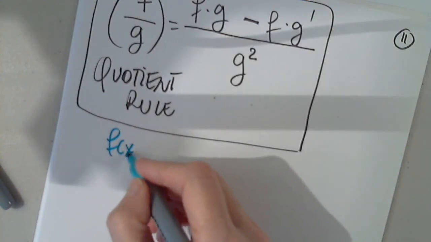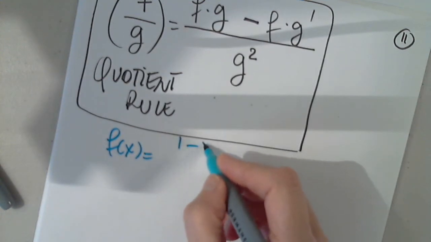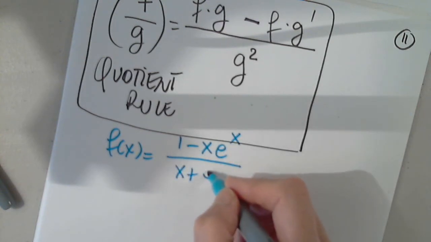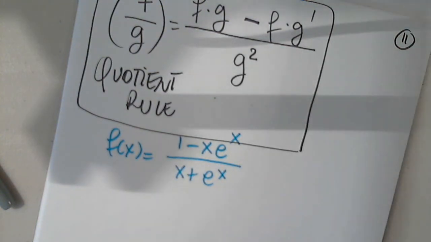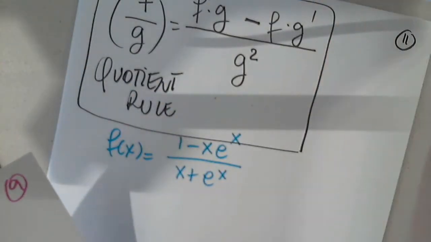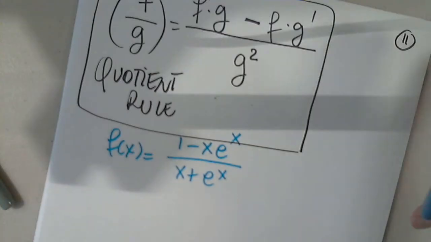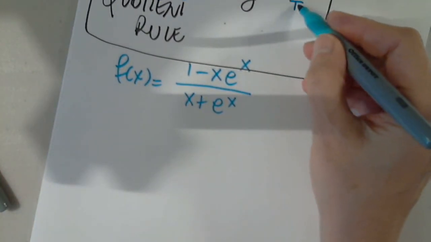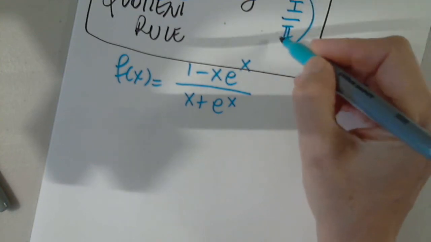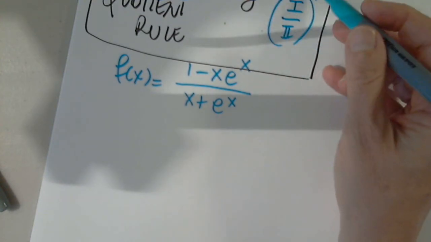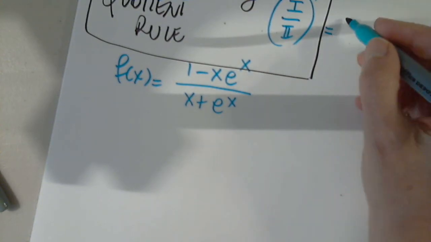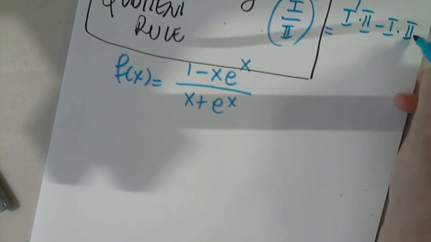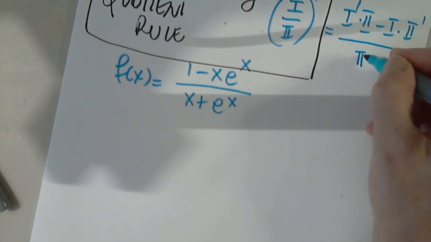Okay, so let's take a look at f of x equals 1 minus x e to the x over x plus e to the x. This is not a trivial situation, and you'll see in a moment why. Let me also write, if you want to use this formula: first function prime, first function over the second function, everything prime. This is 1 prime times 2, of course, minus 1 times 2 prime over the denominator, which is 2 squared.